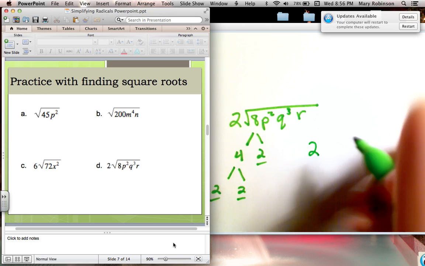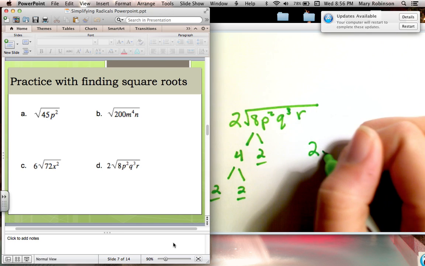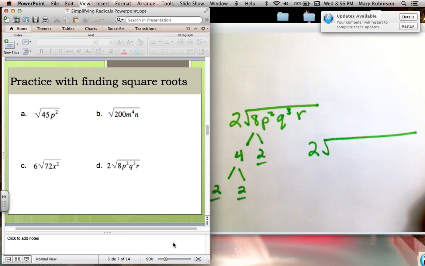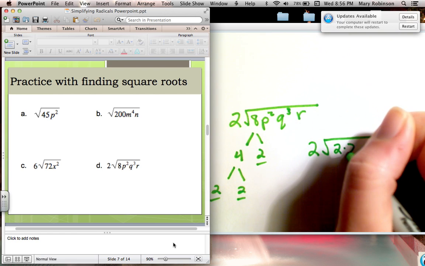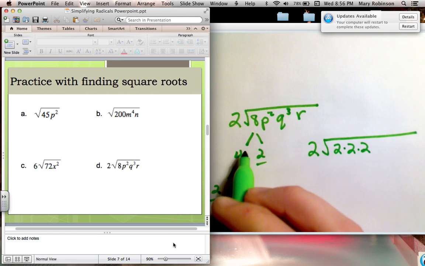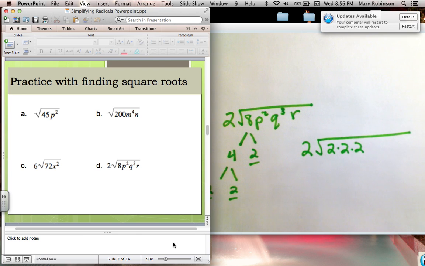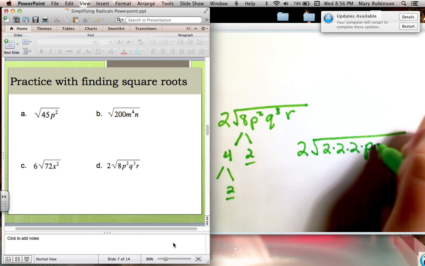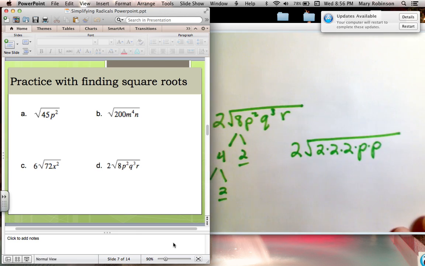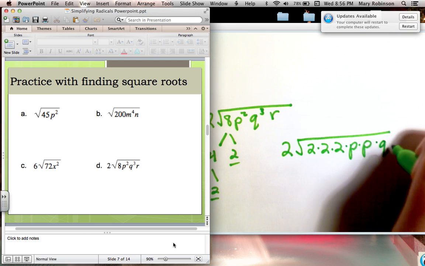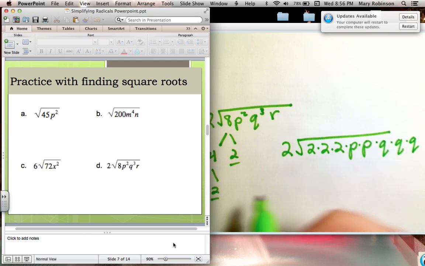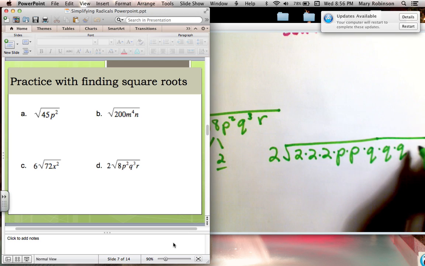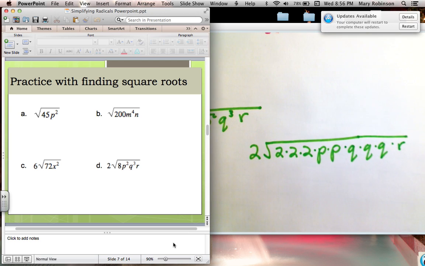We have 2 on the outside. It's already there. Times the square root of 2 times 2 times 2. That takes care of our 8. 2 times 2 times 2 is 8. We have times p for p squared. Times q times q times q for q cubed. Times r. Like I said, these can get pretty long.